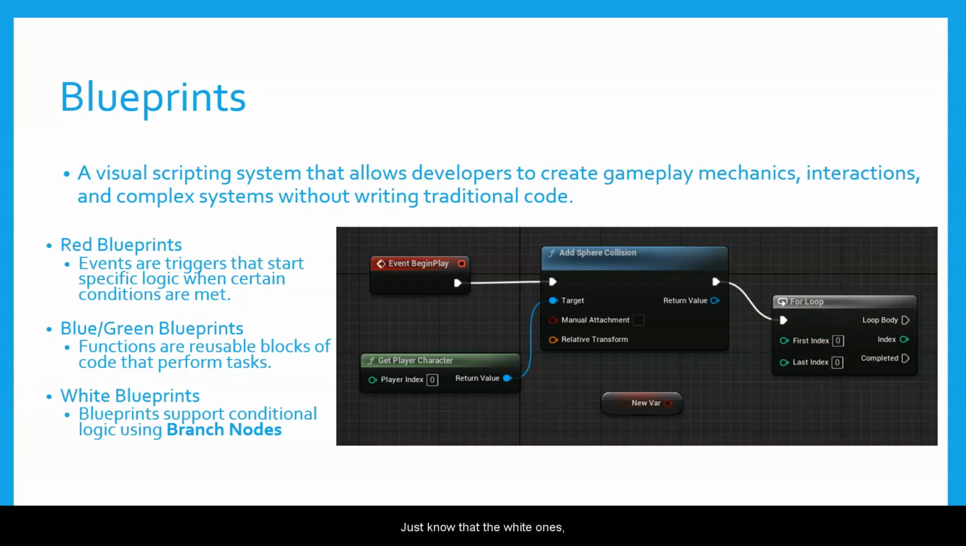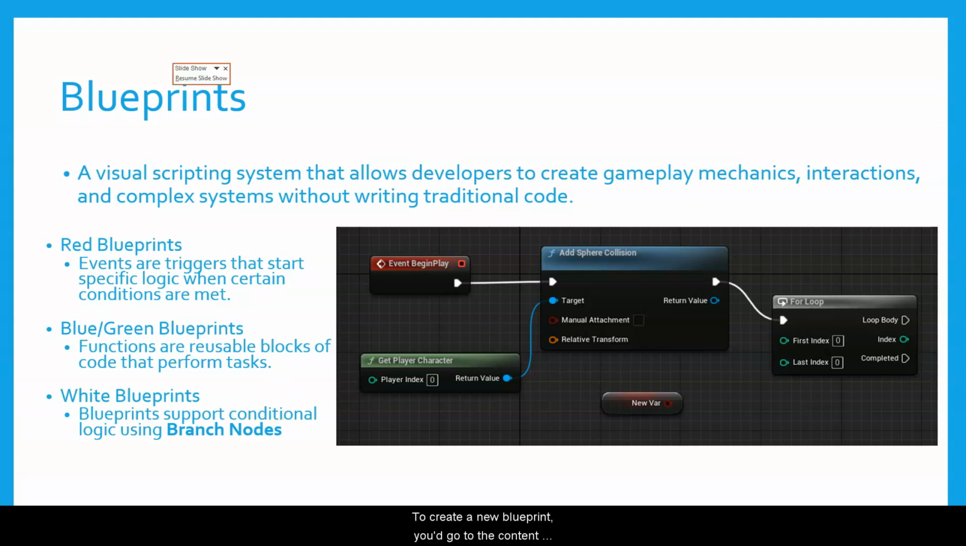Just know that the white boxes are logic tools. The loop is logic, like a conditional where you're checking to see if something is true or false. That would also be a conditional. There are other colors too, and you could have a variable, which is just a placeholder to save a value of data that you want to look at. So that's what all the parts of the blueprints mean.